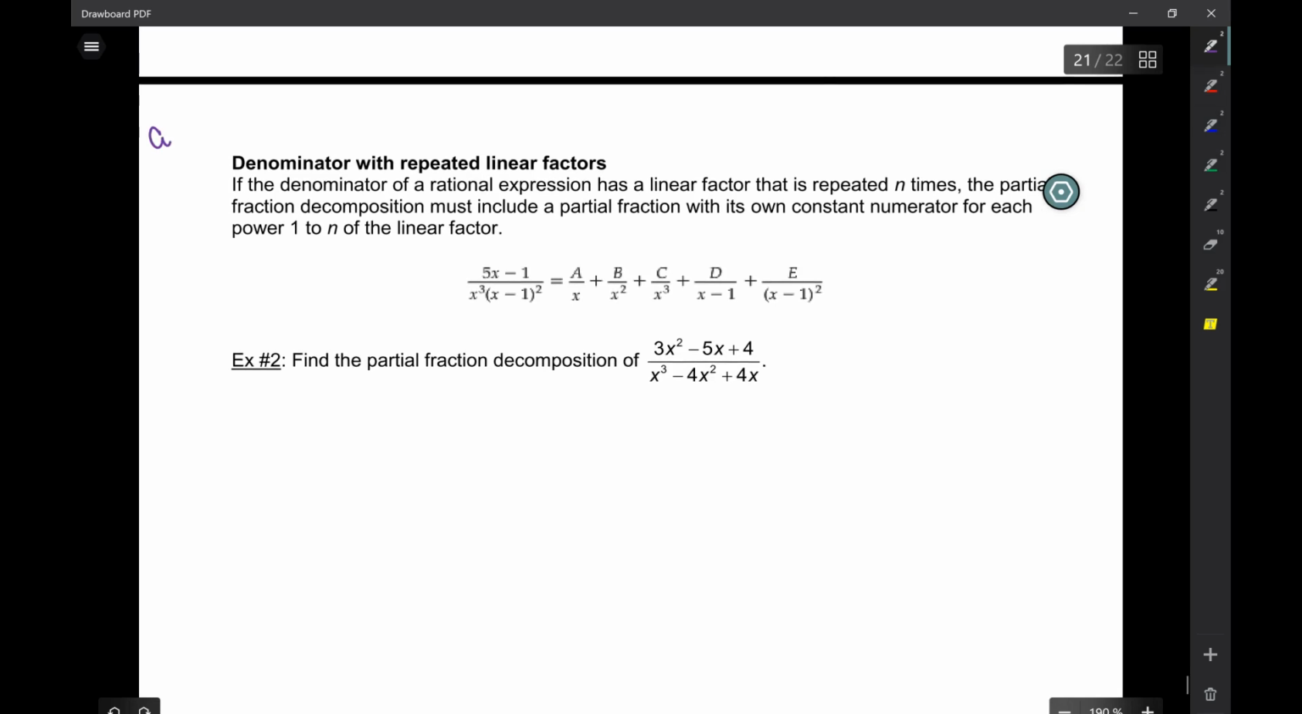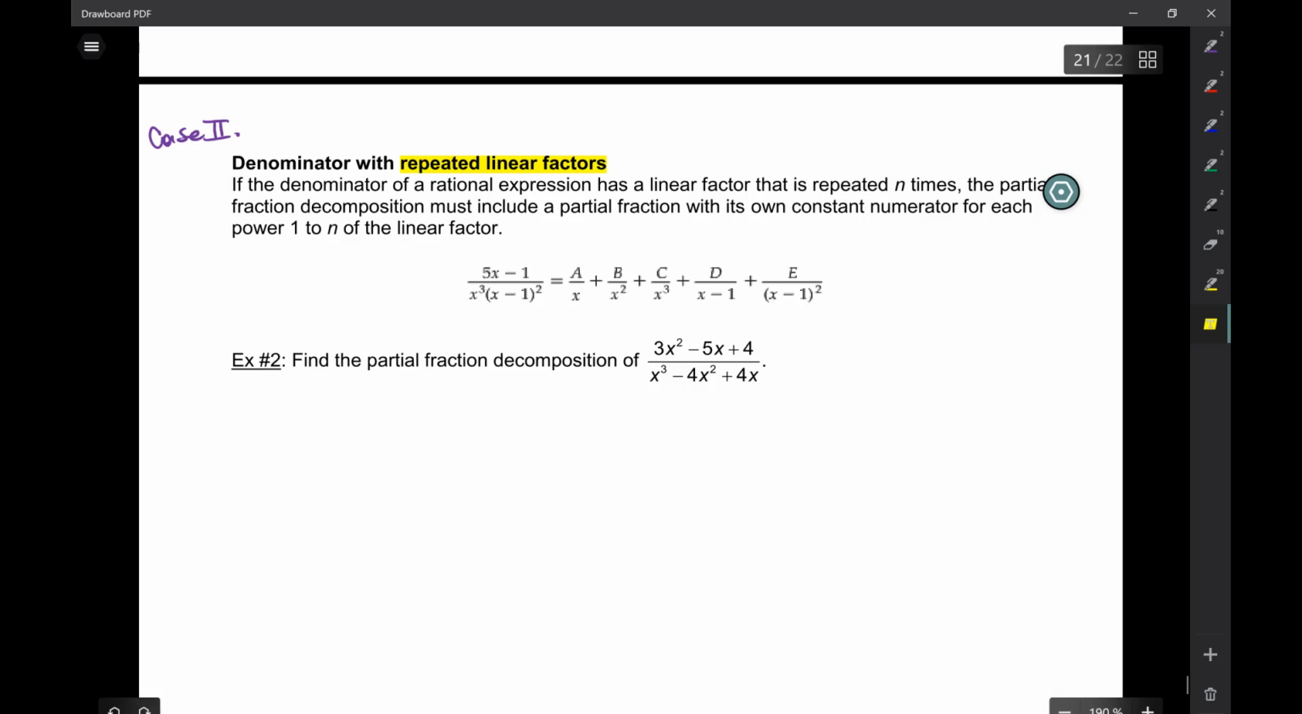This is case 2. The other one was not case 2? No, the other one was still case 1, case 1A, case 1B. Okay. Case 2, now you have denominators with repeated linear factors. So remember, they get differentiated according to the denominators. Denominator with repeated linear factor. Okay, what does that mean? Well, here is what it means.